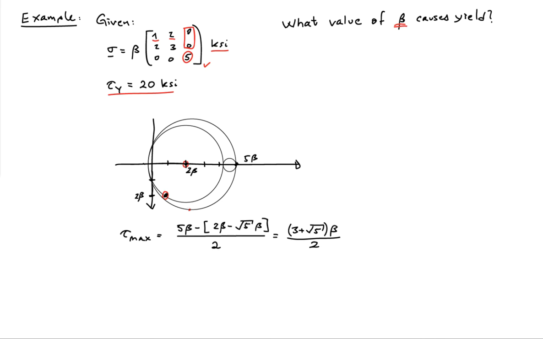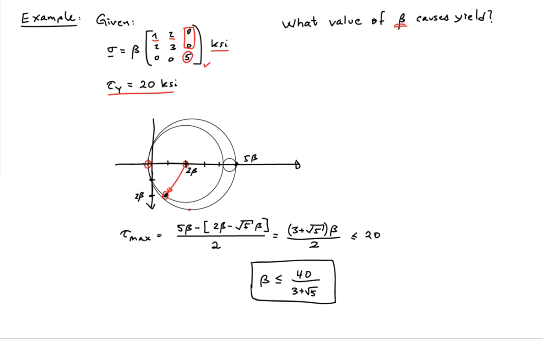So tau max is equal to 5 beta minus the value of this point over here. That's 2 beta minus root 5 beta, which I get simply by noting the radius of that circle, all divided by 2. So that comes out to be 3 plus root 5 beta divided by 2. And tau max, according to Tresca's criteria, so this is tau max overall, has to be less than tau y, which in this case is 20 KSI. So I can solve this inequality now, and I can write down that beta has to be less than 40 over 3 plus root 5.